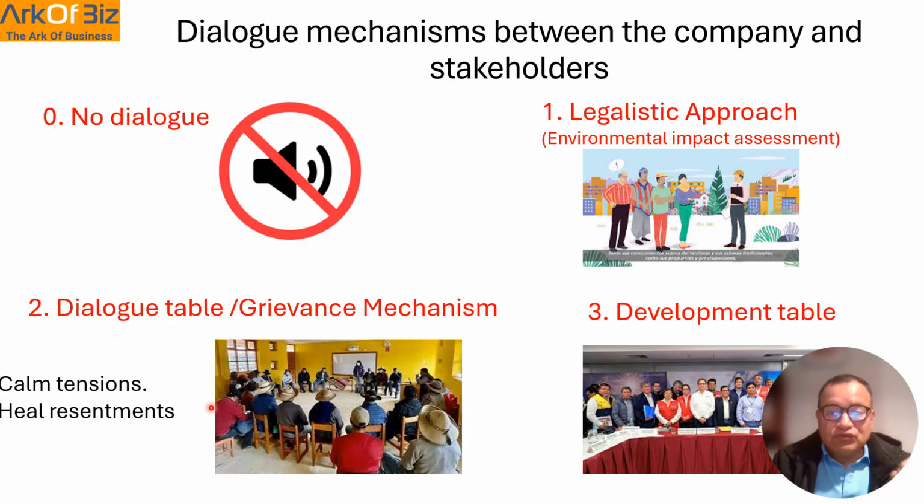This space is meant to calm tensions and heal resentments, not to discuss social projects. This social project belongs to the next mechanism, the dialogue or the development table. In this option, the development table has a value of 3. It is a mechanism aimed at fostering the development of communities. Social programs in education, health, public infrastructure, job creations are prioritized in this mechanism.